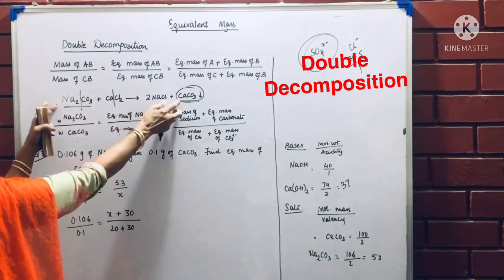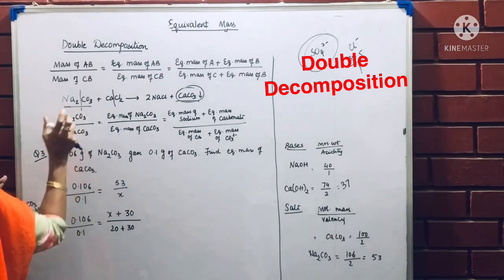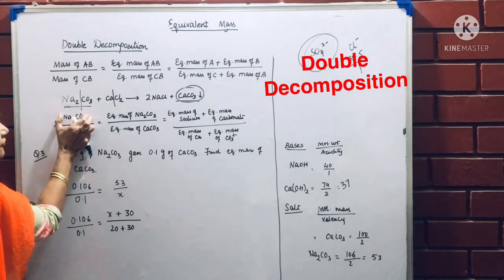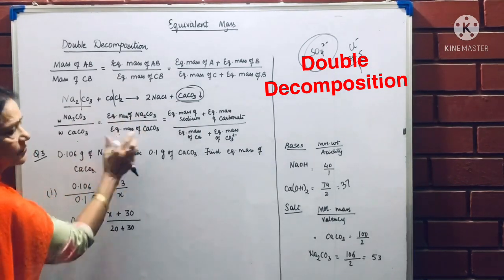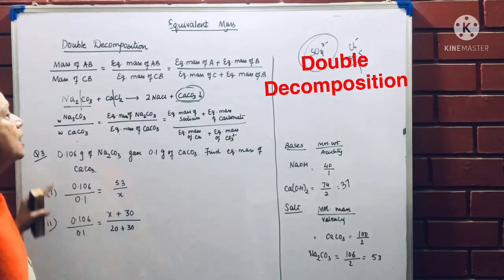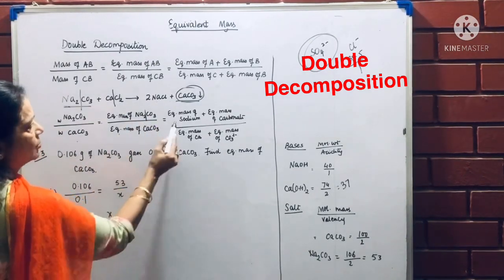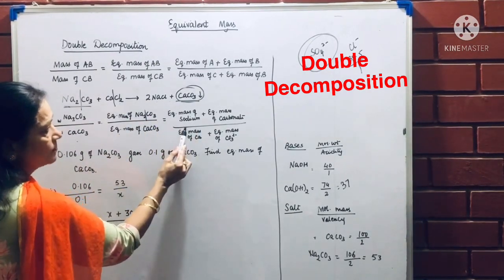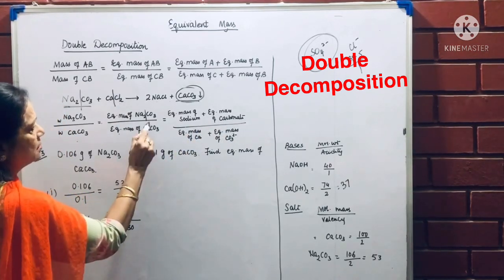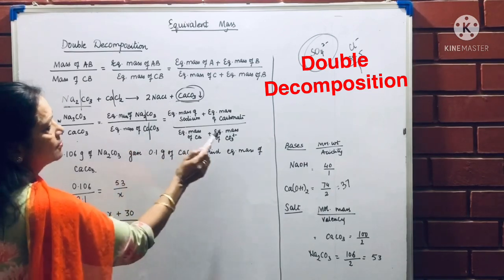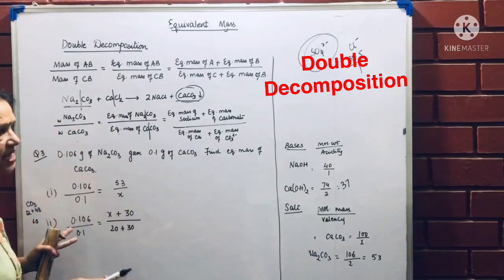Whatever two substances are given in the question, you look at those substances. Weight of the first one upon weight of the second one is equal to equivalent weight of the first one upon equivalent weight of the second one. You can also split the compound into two: sodium and carbonate. I can say equivalent mass of sodium plus equivalent mass of carbonate. Similarly here, equivalent mass of calcium plus equivalent mass of carbonate. It depends on what the question has asked.